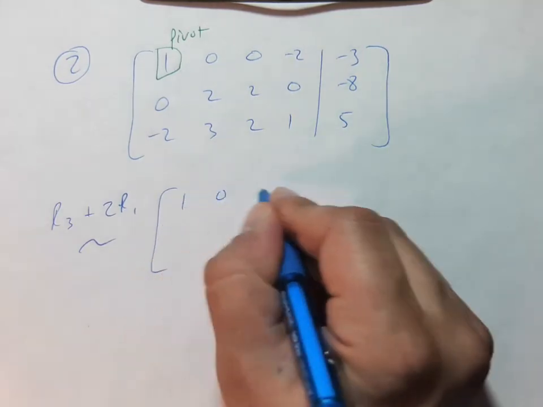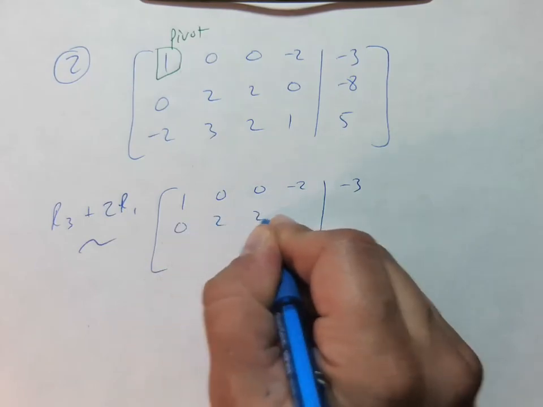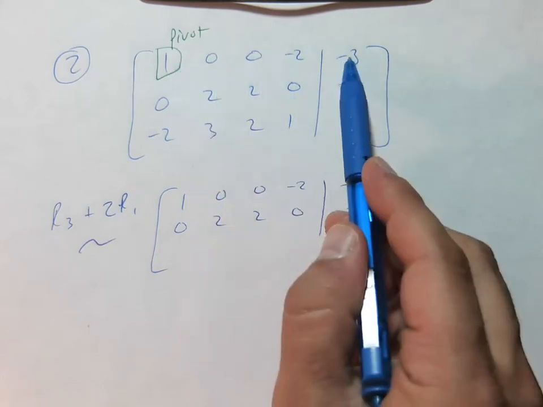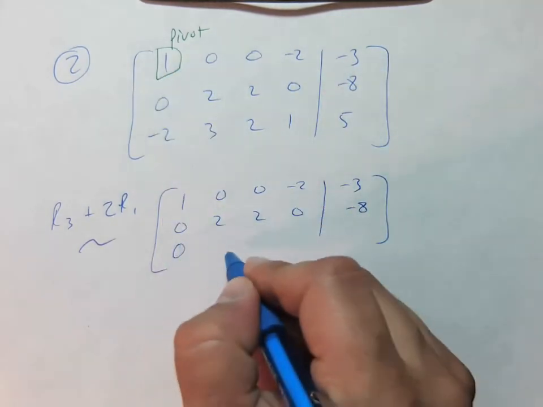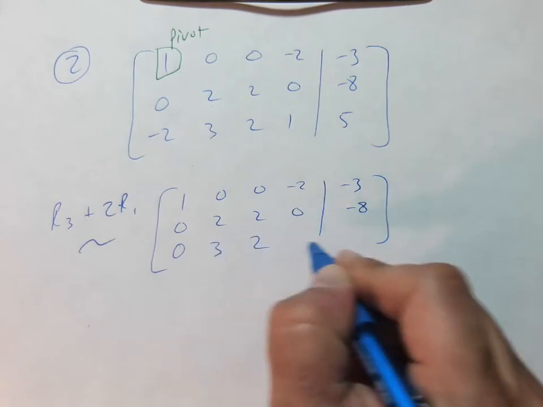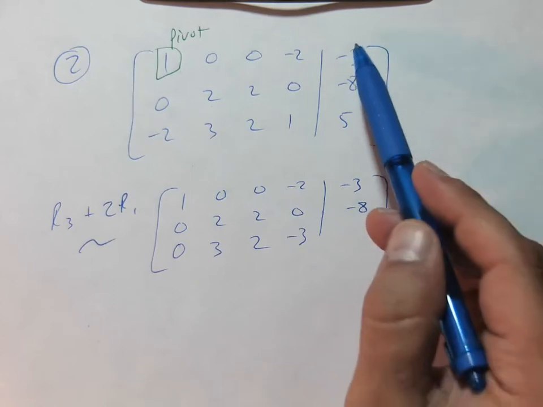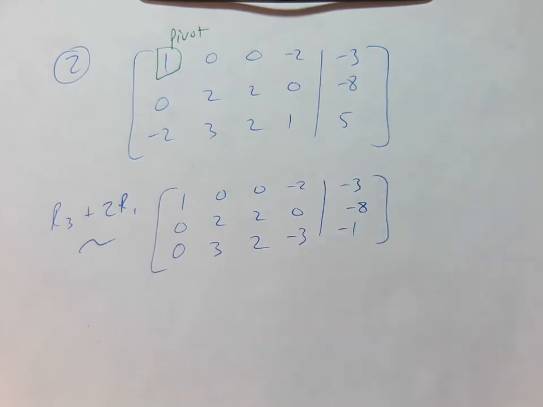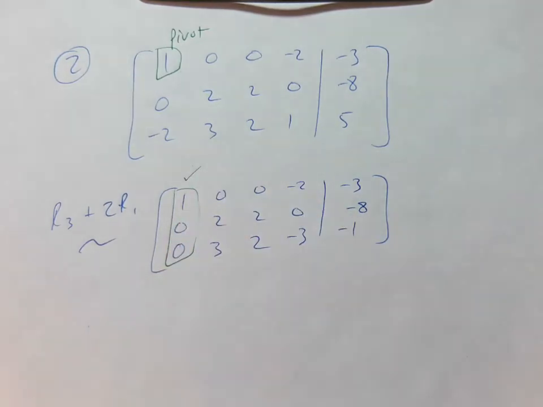Right? So the first 2 rows are not going to change, so I'm just going to rewrite them. First 2 rows are the same. But we multiplied the first row by 2 and then added it to the third row, and that becomes this. We'll have 2 plus 2 is 0. We'll have 0 plus 3, 0 plus 2. We'll have minus 4 plus 1 is minus 3. And we'll have minus 6 plus 5 is minus 1. And so again, column 1 squared away, right?